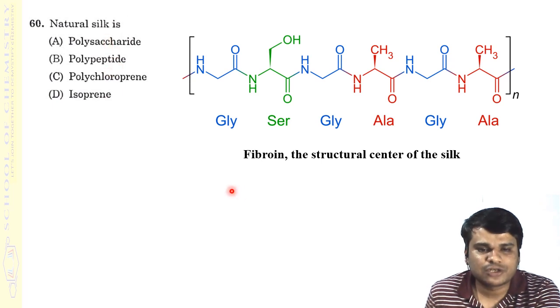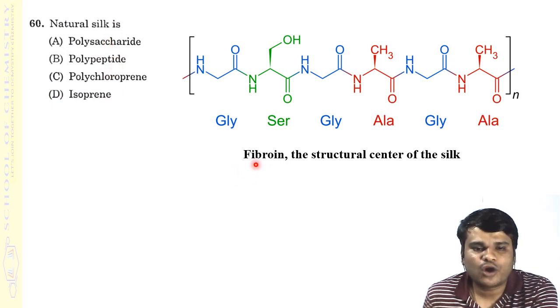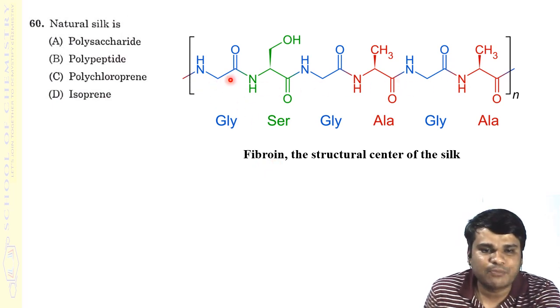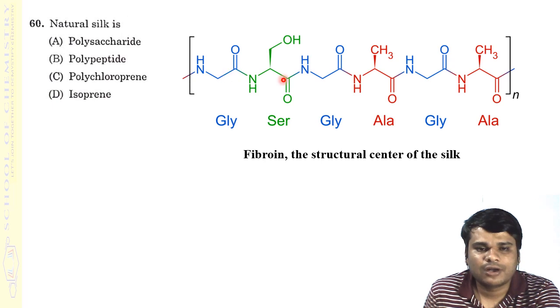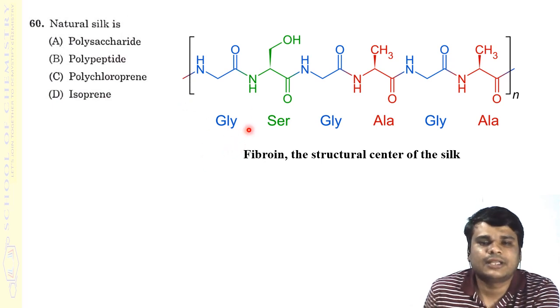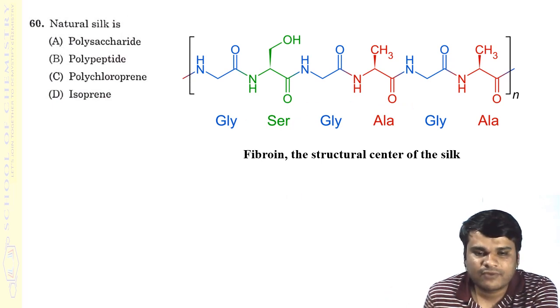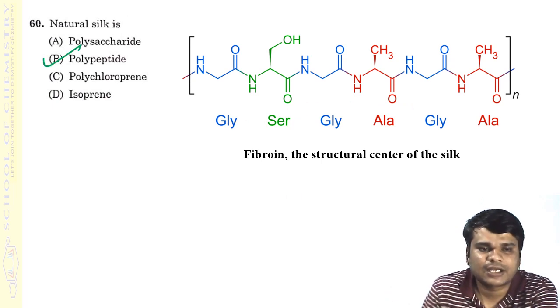So in fact, in natural silk there is a content called fibroin, and that fibroin is actually a polypeptide. So you can find amide bonds here, right? This particular amide bond is called a peptide bond between different amino acids. So straight away we can say that option B is the correct answer for this question.